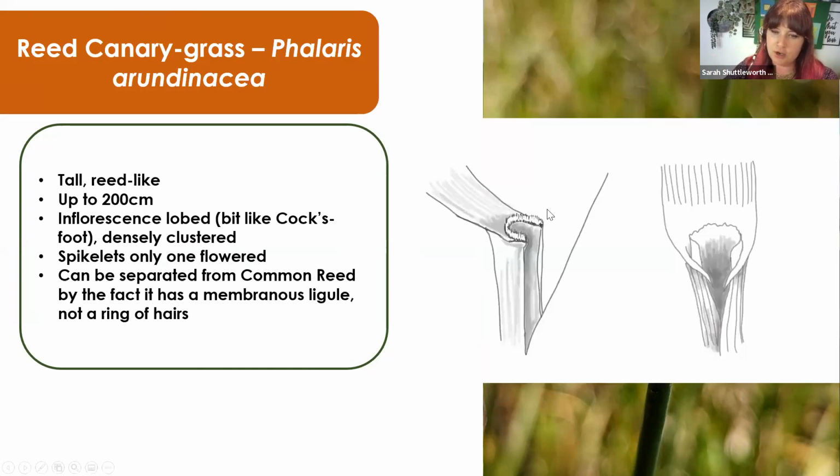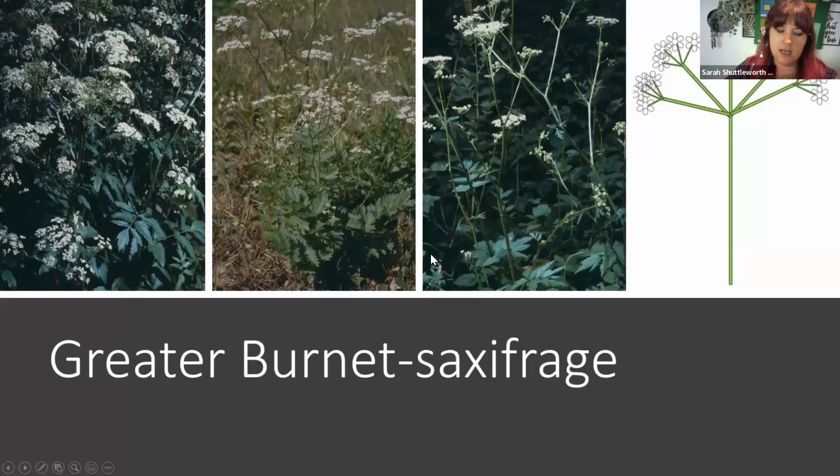So just to show you on a representation on these images, common reed would have the ring of hairs when you pull it apart, and you can really see it, it's such a big grass, it's really good to look at. Whereas reed canary grass would have the more standard membranous ligule.